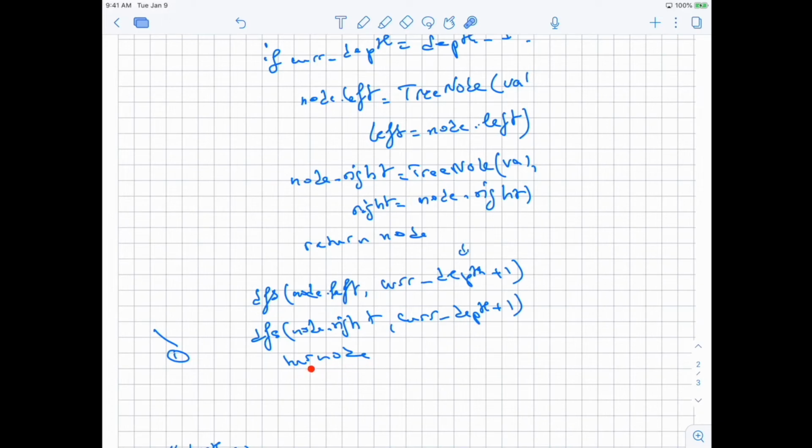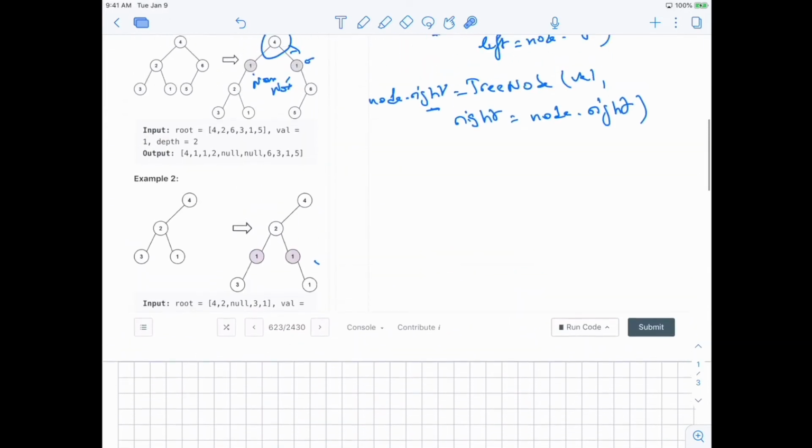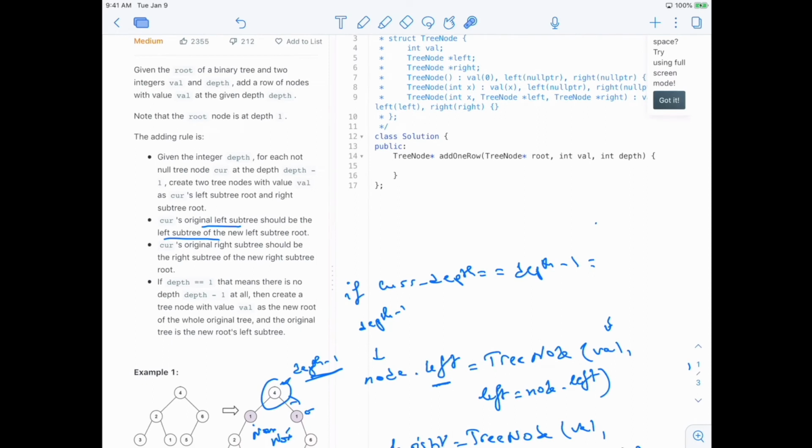And then we return the node at the end. Now there is one other case that we didn't handle, which is if the depth is equal to 1 here, which means we want to replace the root. What the problem asks us to do, so there is no depth - 1 because depth - 1 is 0 and the root starts at 1. And so what it tells us to do here is to make the root be a node with a value of val, and to make the original subtree a left subtree.